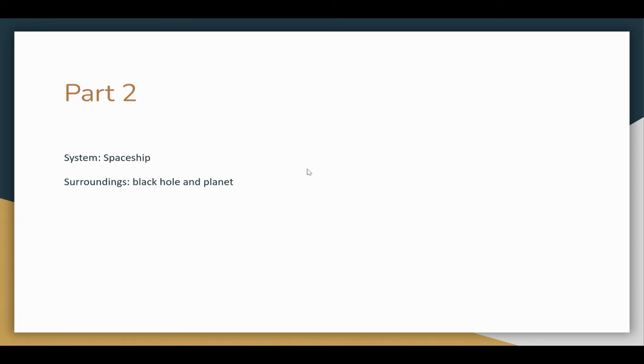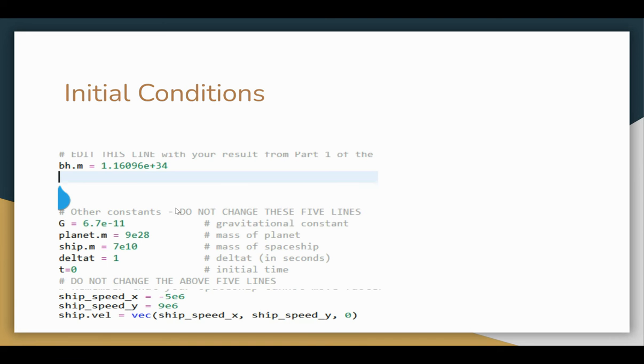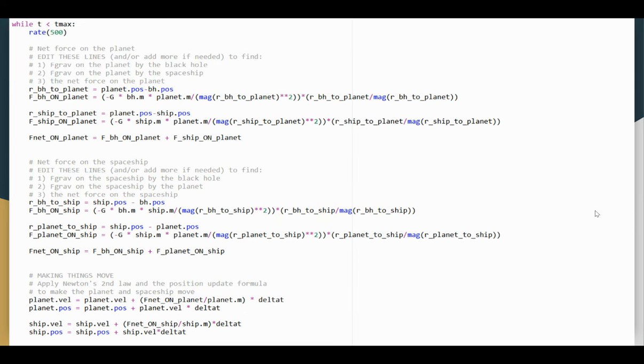So part two, our system is the spaceship and the surroundings will be the black hole and planet. We have our initial conditions here with the mass of the black hole coming from the previous part, and then the gravitational constant, the mass of the planet, and the mass of the ship. For the ship speed, we got this through trial and error.